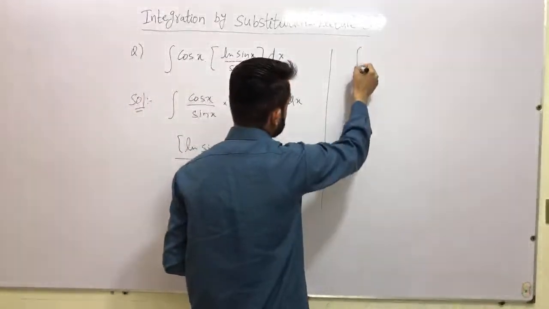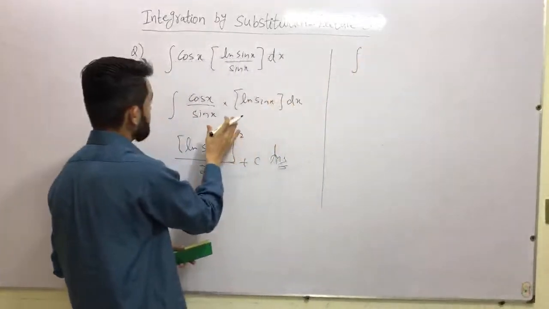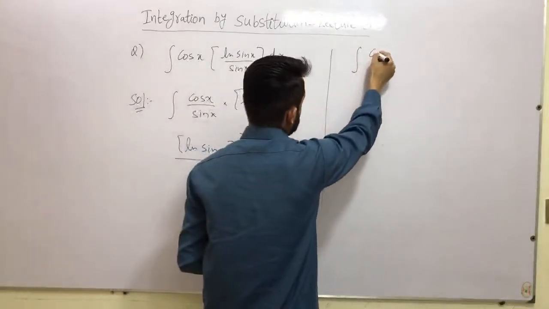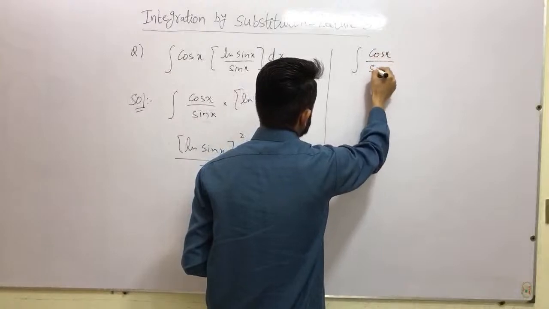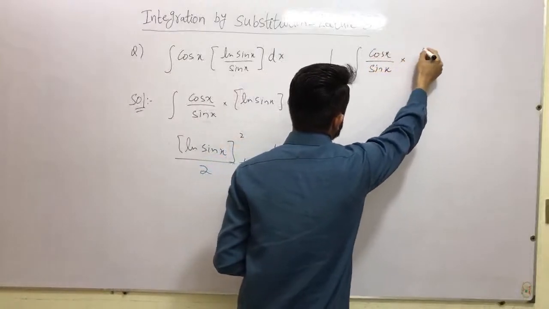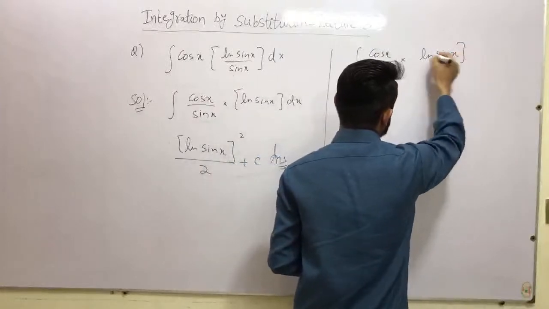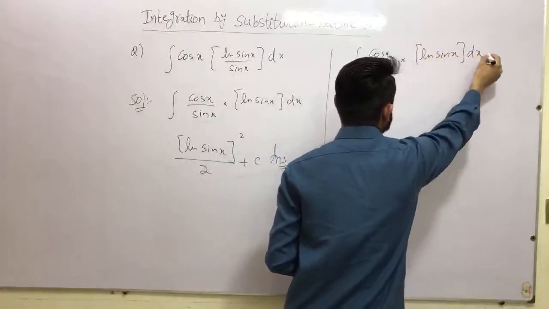Now I am solving the same question with the substitution method, and I'm writing this form first. Cos x over sin x multiplied by ln of sin x and dx.